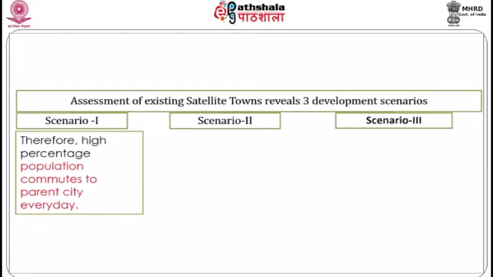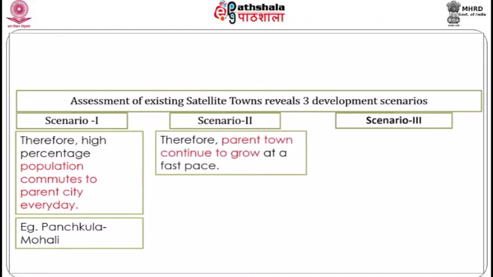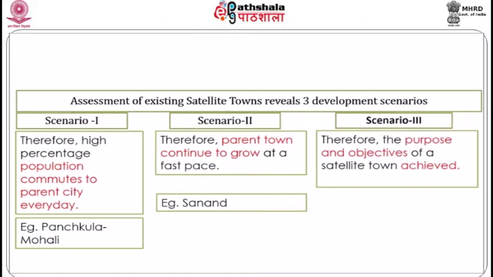Therefore, in the first scenario where dependence on the parent city is there, people have to commute every day to the parent city from the satellite towns, and it helps the parent city only in terms of decongesting for residential purposes, because for the other needs the people are commuting to the parent city.